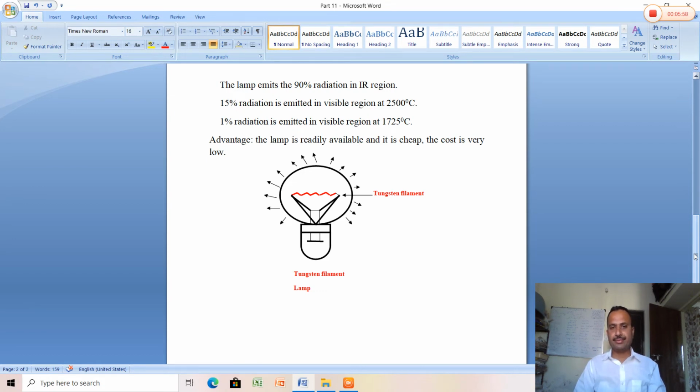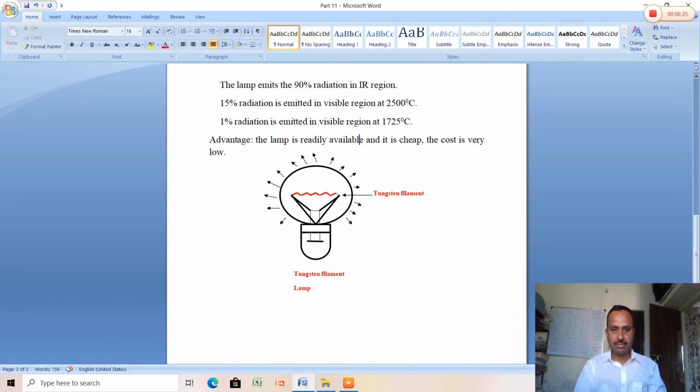Now the advantage: the lamp is readily available. An ordinary lamp is also available, and in that we get the tungsten filament lamp. Similarly, a tungsten filament lamp for a UV spectrophotometer is also readily available, and it is cheap. The cost is very low, as inexpensive as discharge lamps are not.